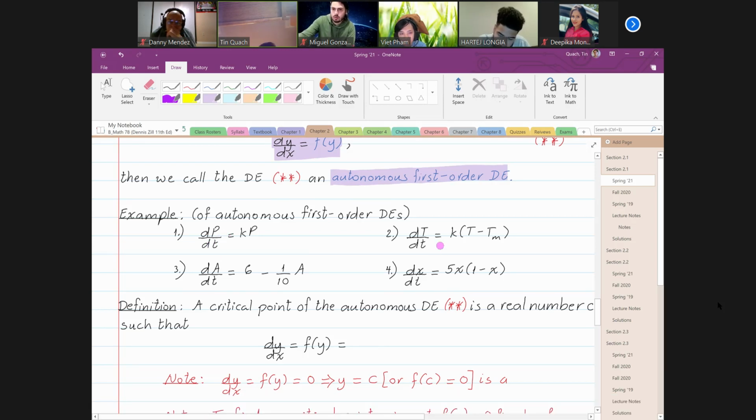Same thing here. Now you guys should know what that is, right? That's Newton's law of cooling and heating, okay? So you see on the right side, we only have the dependent variable T. This is a constant. There's no lowercase t here. So that is an autonomous differential equation.